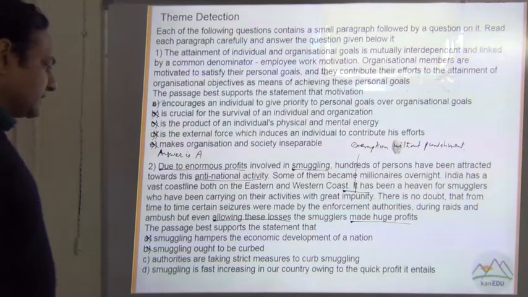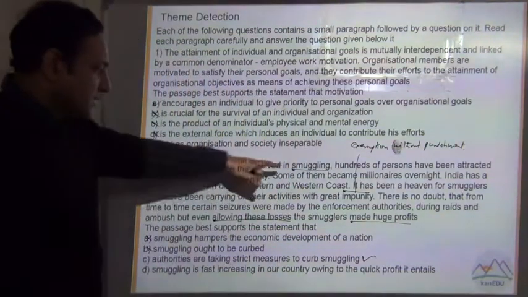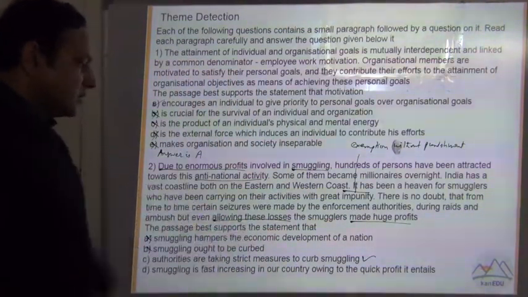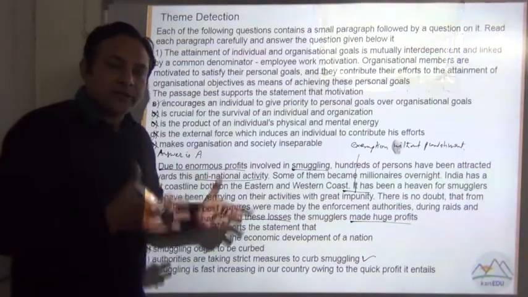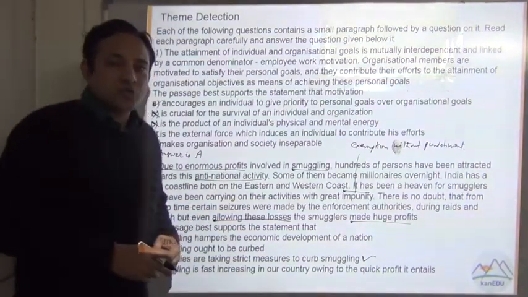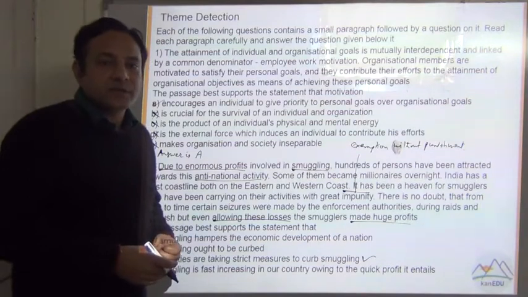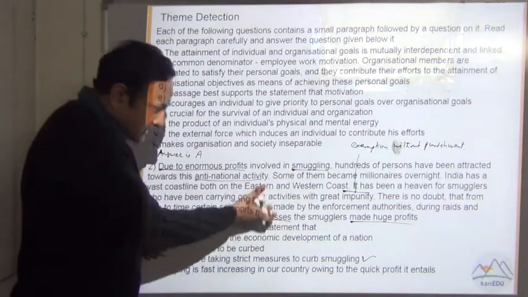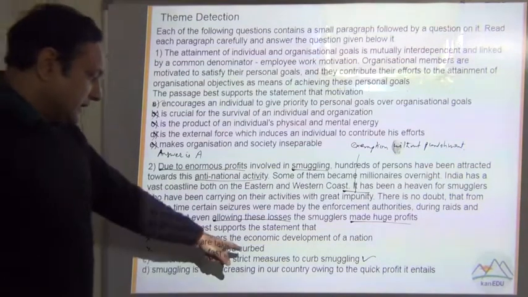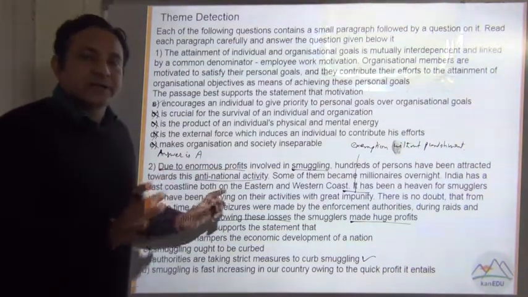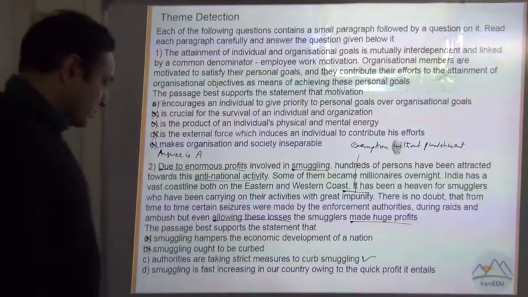C. Authorities are taking strict measures to curb smuggling. Yes, looks somewhat good. Yes, authorities are doing their action, taking measures to curb, but not that much. If the enforcement directorate is taking strict action and making huge losses to smugglers, then they will not do this. If there is a huge loss, then their efforts are wasted and smugglers will not do this. But it is saying that these losses of the smugglers are less. So authorities are not doing very strict action. Small actions are there, but not very strict actions. So it's somewhat okay, not very good.